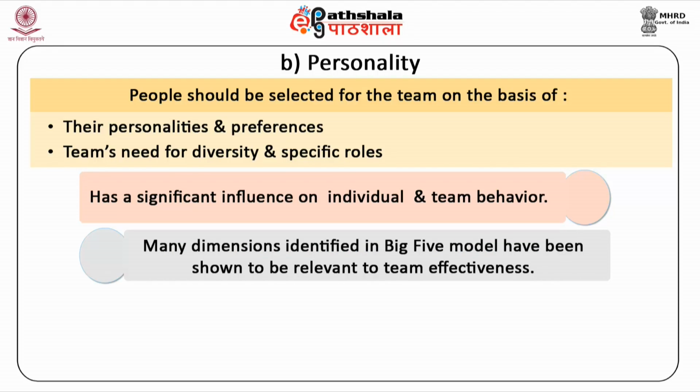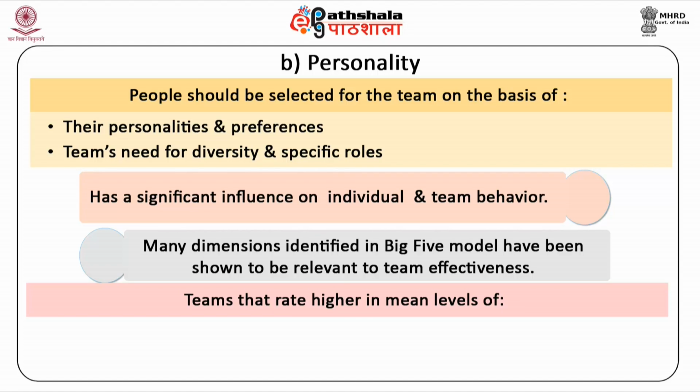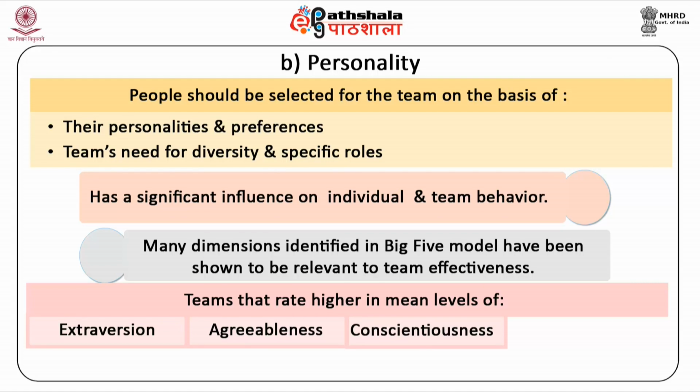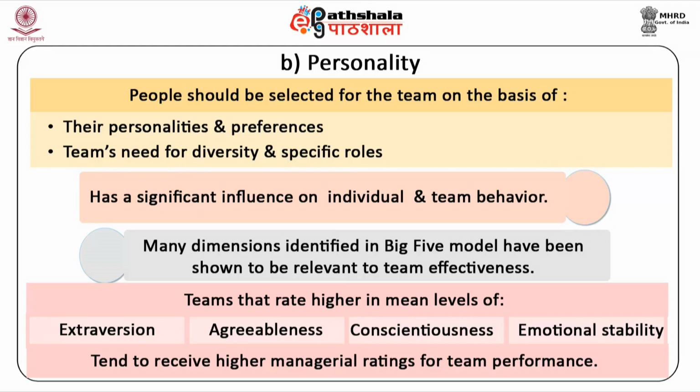Many of the dimensions identified in the Big Five model of personality have been shown to be relevant to team effectiveness. Specifically, teams that rate higher in mean levels of extroversion, agreeableness, conscientiousness, and emotional stability tend to receive higher managerial ratings for team performance.